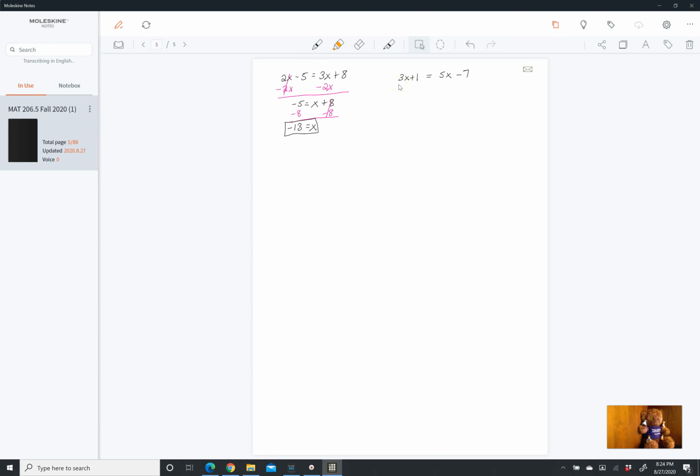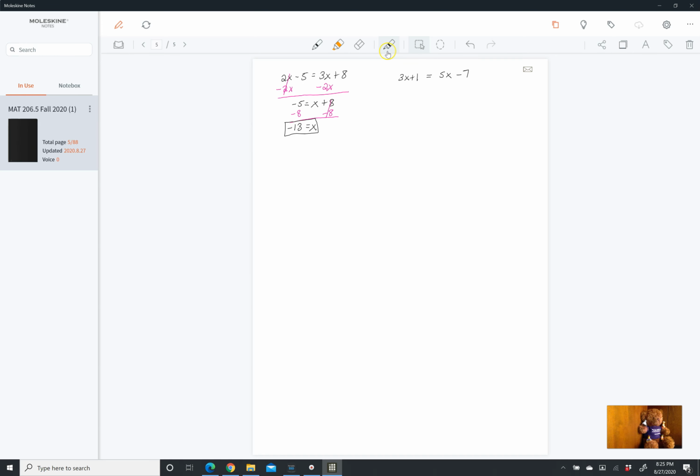And I'm going to move the 3x over to this side. I'm choosing to move the 3x because it's smaller than 5x. So when I subtract it, I'm going to wind up with something positive. See how I wound up with positive x here? So I want to wind up with something positive. You don't have to. It works the other way too. It just means that you're dividing by a negative number. There's nothing wrong with that.